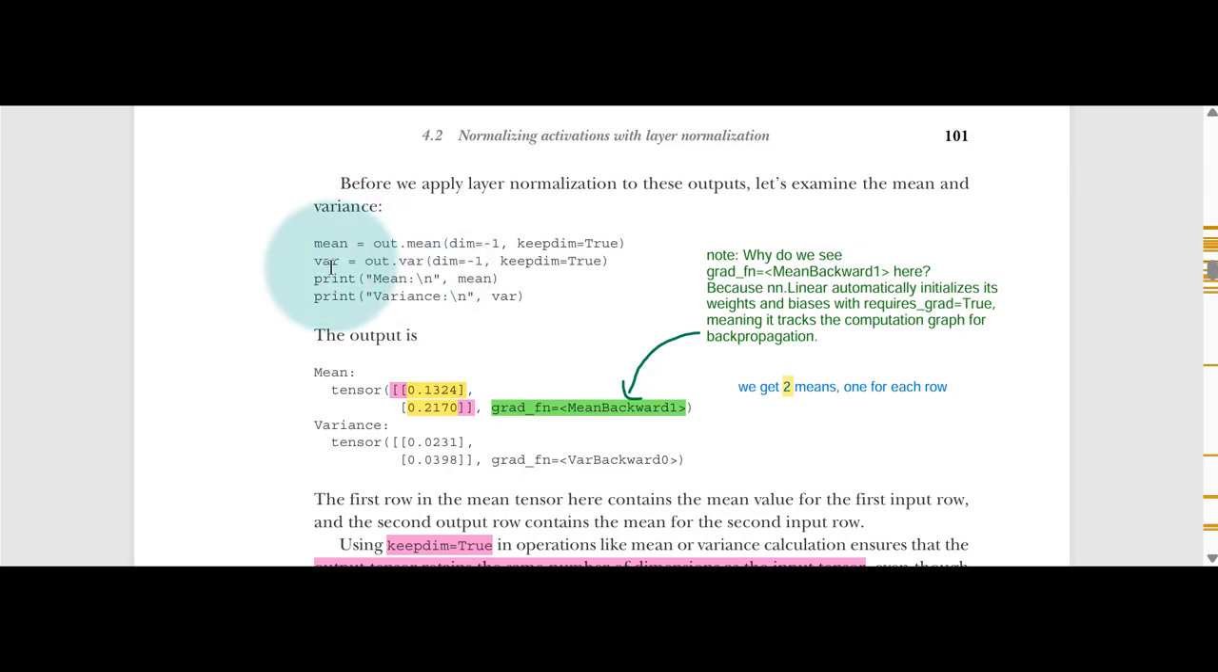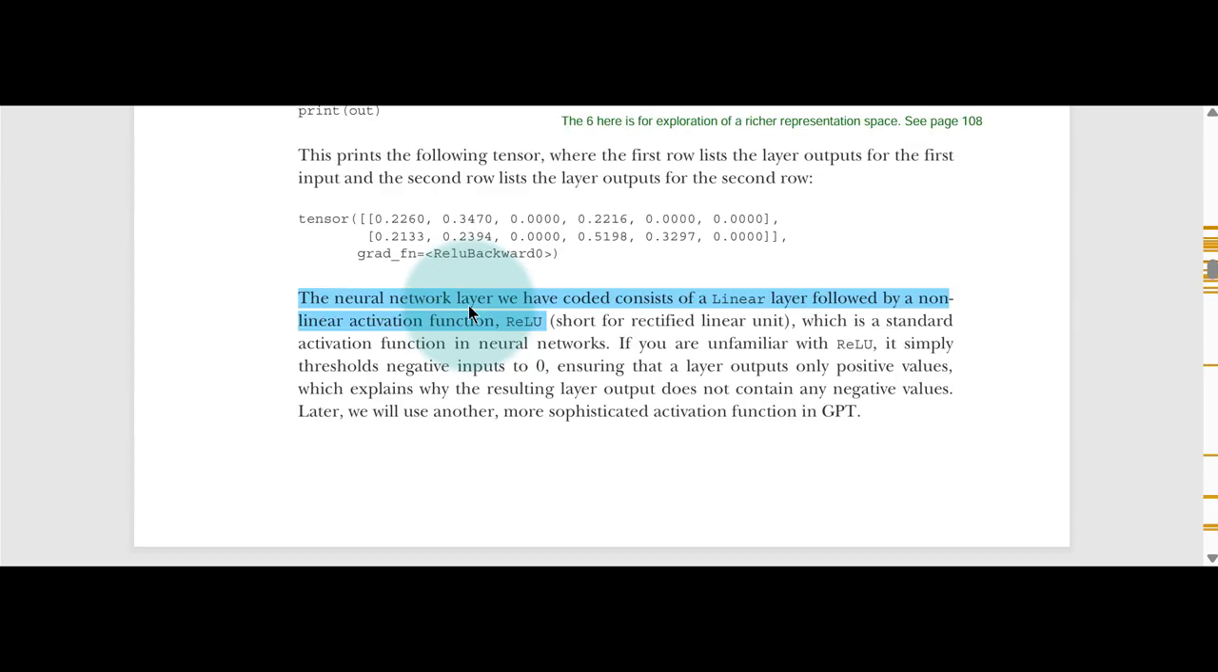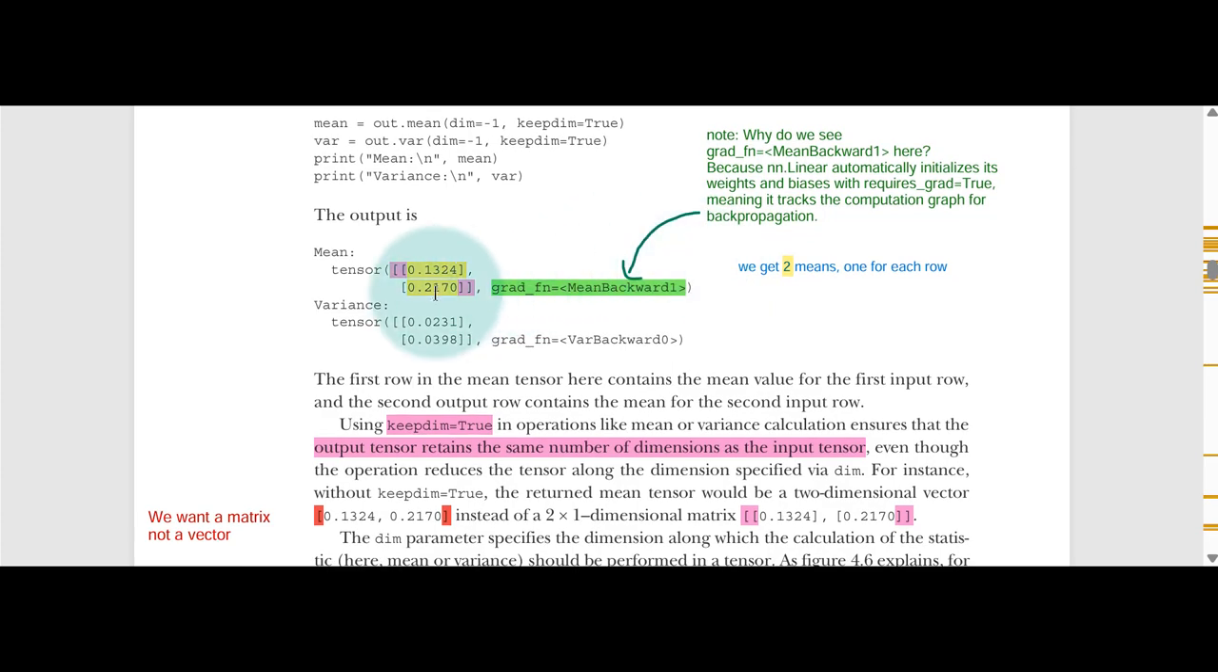Okay, so he does that, and then he prints this mean. Oh, he also calculates the variance here, the out dot variance, and he calls it variance. And then he prints the mean and he prints the variance. So are we going to get a mean here, a mean here, a mean here, a mean here, 6 of them, or are we going to get 2 of them? We get 2 of them. So he's doing it across the columns, or we can say per row. Okay, and same thing with the variance.